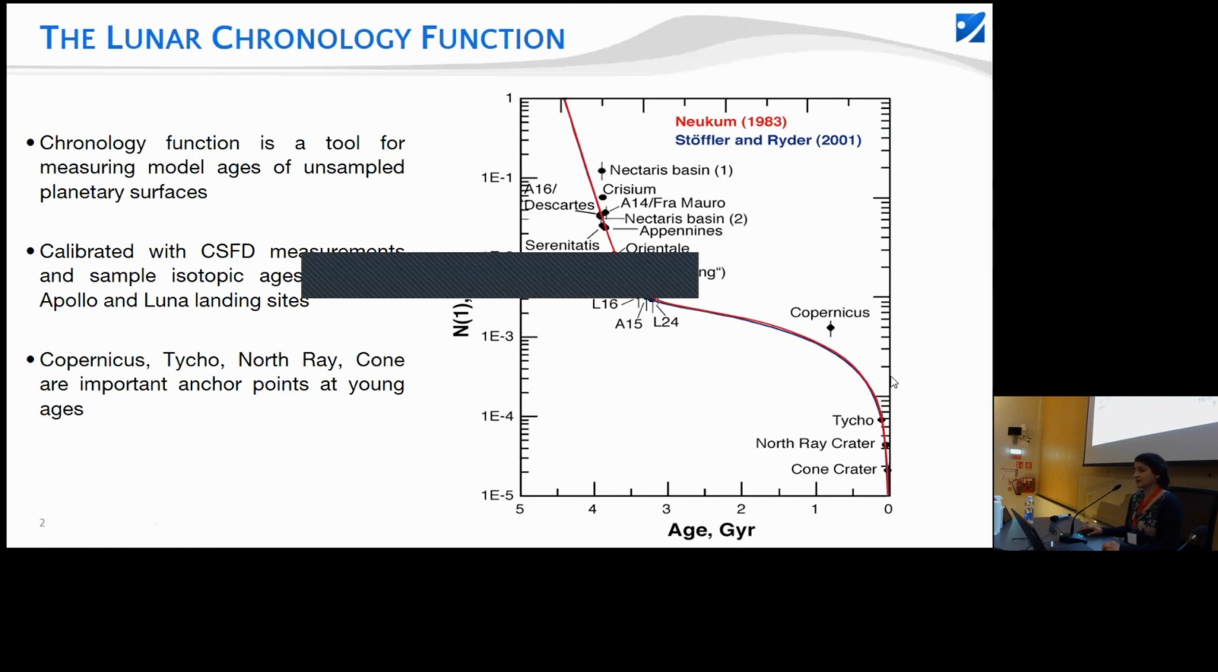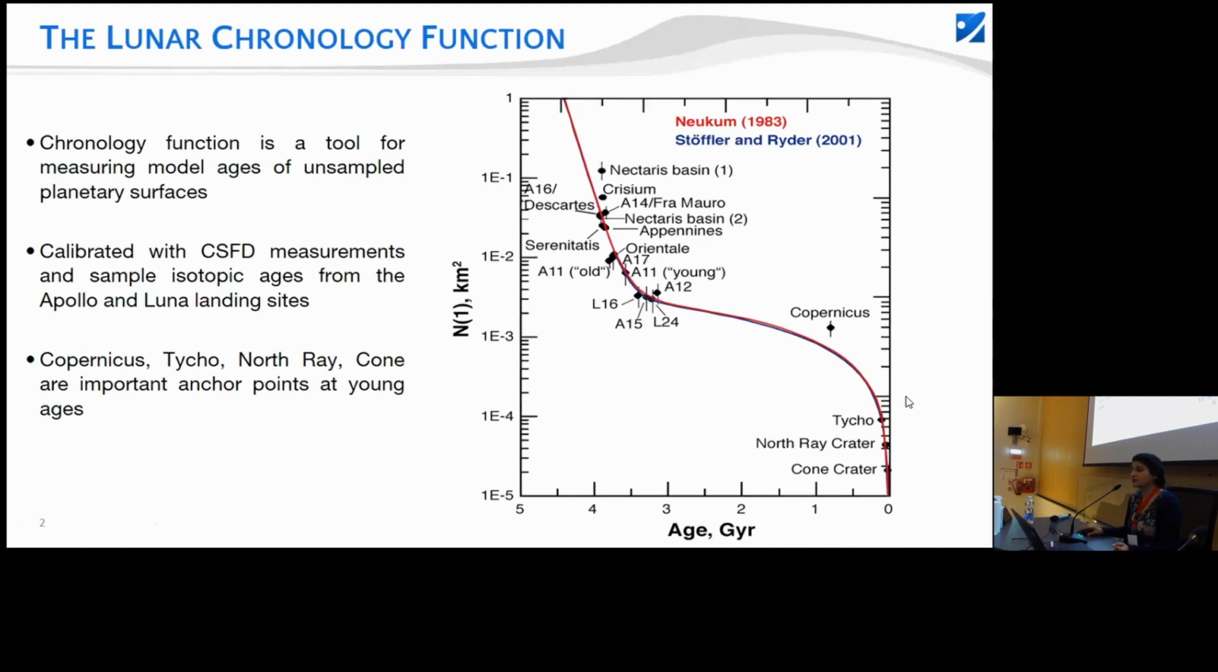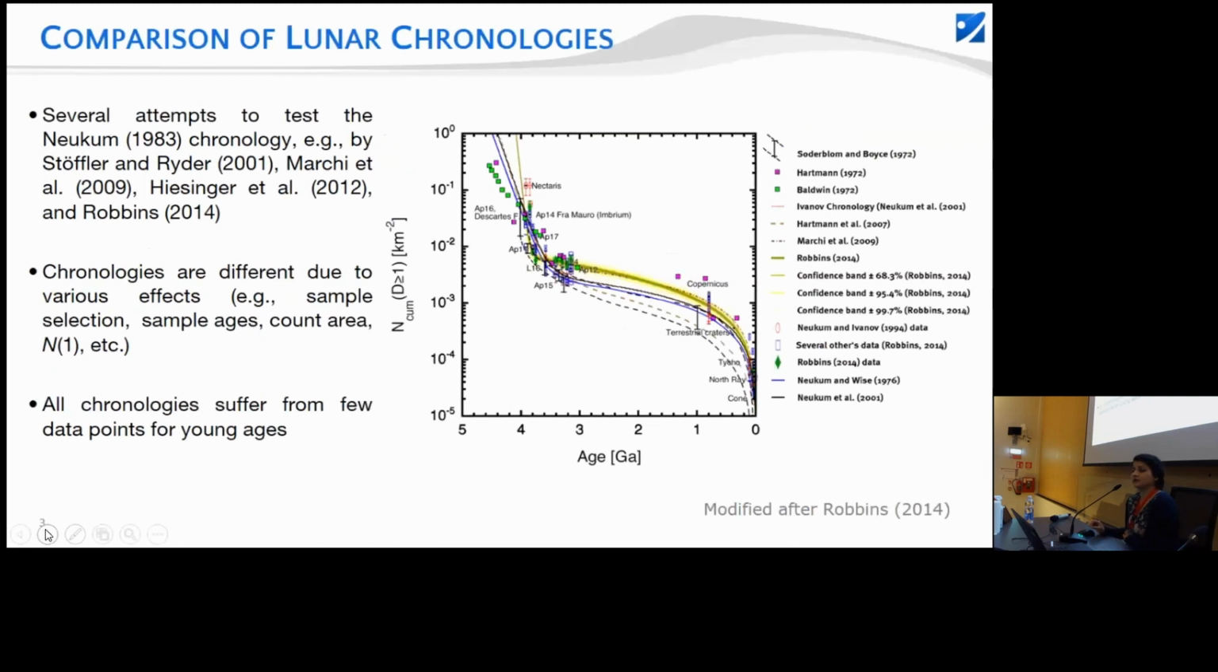And here we can see that we have very few calibration points for this chronology function. In the younger ages, below 1 billion years, we have very few points, and Cone Crater is one of them. Lack of the calibration points was also the reason that there were several attempts to create this chronology function.